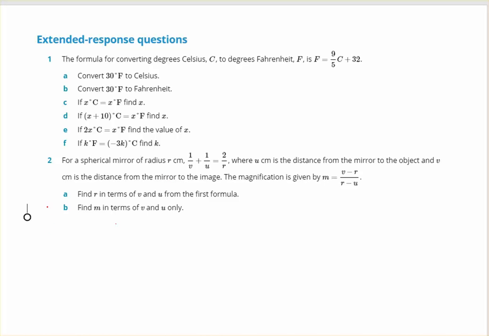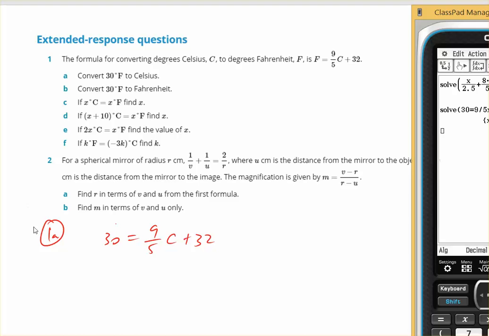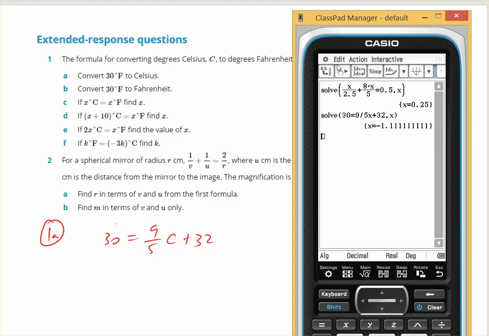Question 1a is telling me that I've got 30 degrees Fahrenheit and I want to convert to Celsius. So I'm going to sub in 30 for F, and all I'm doing is solving for C. I'm going to use my calculator because this is extended response, and go to edit, get it all, and I'm going to go 30 equals 9 divided by 5 C, x plus 32.